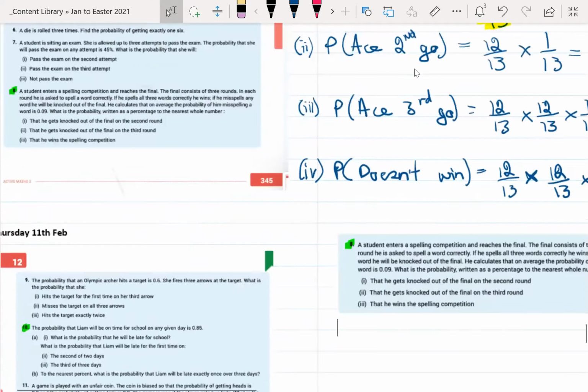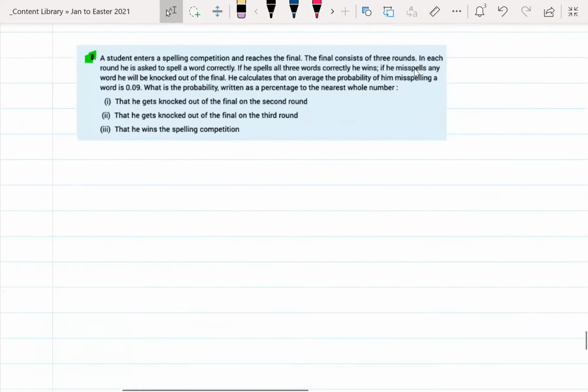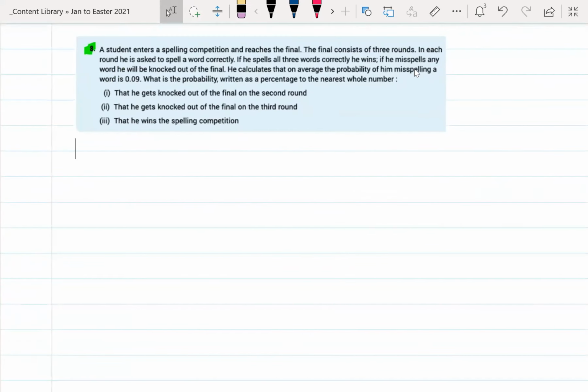Okay, so here's question 8. I've cut it out there and I brought it down here so I can do the work down here. A student enters a spelling competition and reaches the final. The final consists of 3 rounds. In each round, he is asked to spell a word correctly. If he spells all 3 words correctly, he wins. If he misspells any word, he will be knocked out.